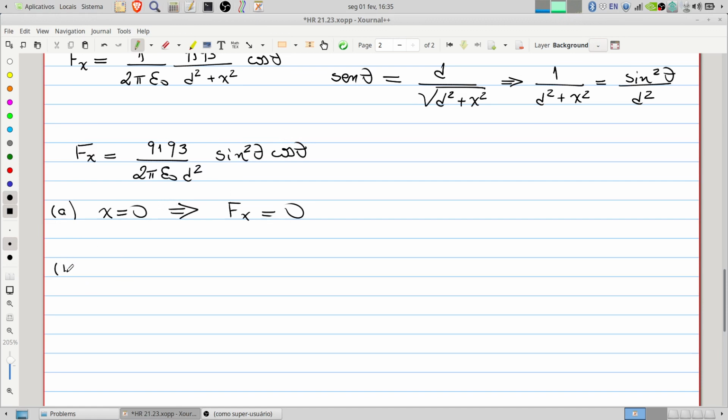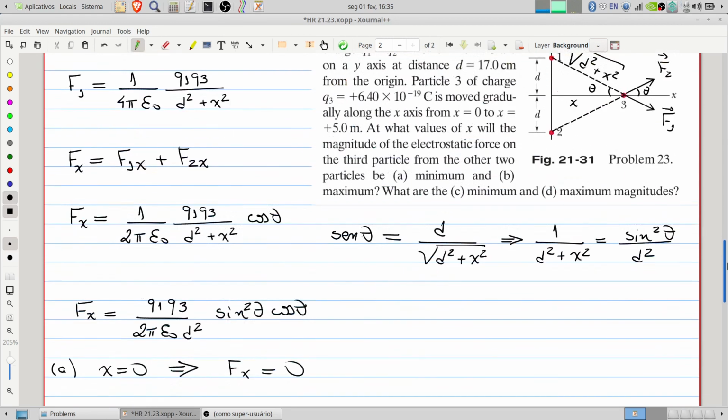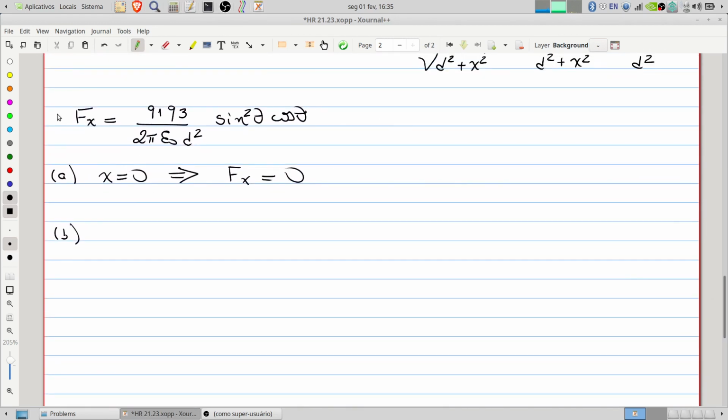Item B. To find the maximum, it's necessary to derive this force with respect to theta. So let's do it. Of course, this is only a multiplication factor, so here it won't change, and it's necessary to derive this expression. So it's a product.